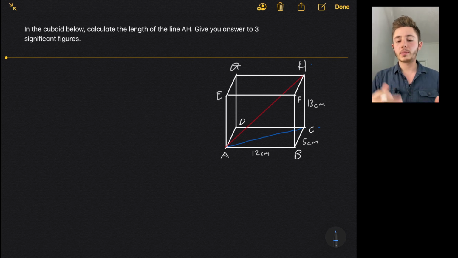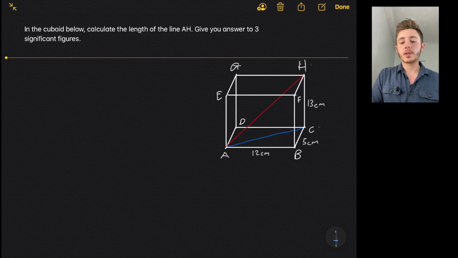But the problem here is we've only got one of the sides. We've only got HC, and we need to find AH. Which means our first step is going to be to try and find AC. That means we've got another right-angled triangle, ABC, down at the bottom here. Let's have a go at doing that.